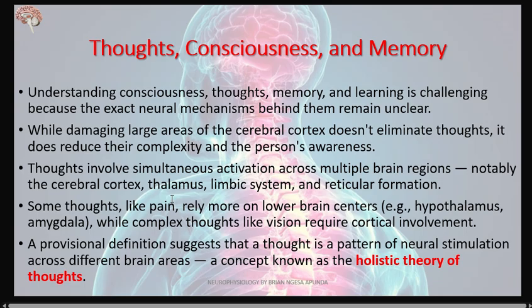So understanding consciousness, thoughts, memory, and learning is very challenging because the exact neural mechanism behind them is often unclear. Just like with the cerebral cortex mapping, the evidence is only apparent when there's specific damage to an area within the cerebral cortex. So it is with the deficits that you are able to really suggest the importance of a specific part. Those involve simultaneous activation across multiple brain regions, notably the cerebral cortex, the thalamus, limbic system, reticular formation.